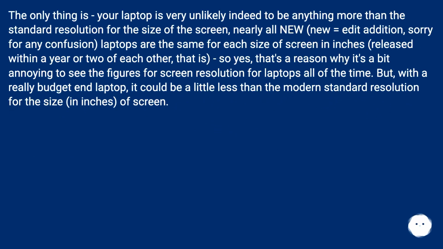The only thing is, your laptop is very unlikely indeed to be anything more than the standard resolution for the size of the screen, nearly all new laptops. Laptops are the same for each size of screen in inches, released within a year or two of each other, that is. So yes, that's a reason why it's a bit annoying to see the figures for screen resolution for laptops all of the time. But with a really budget-end laptop, it could be a little less than the modern standard resolution for the size, in inches, of screen.